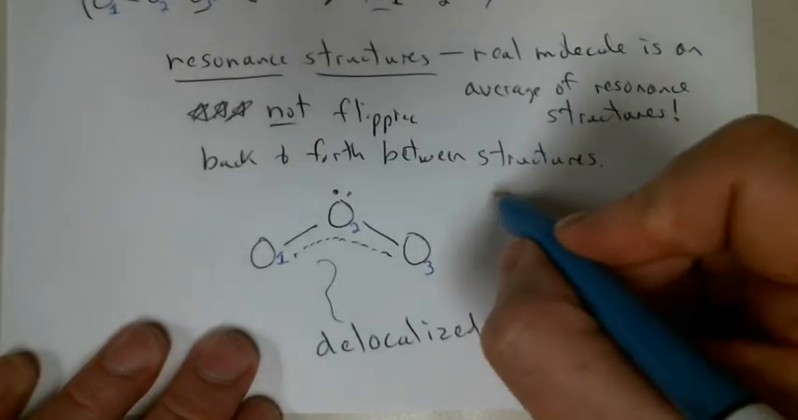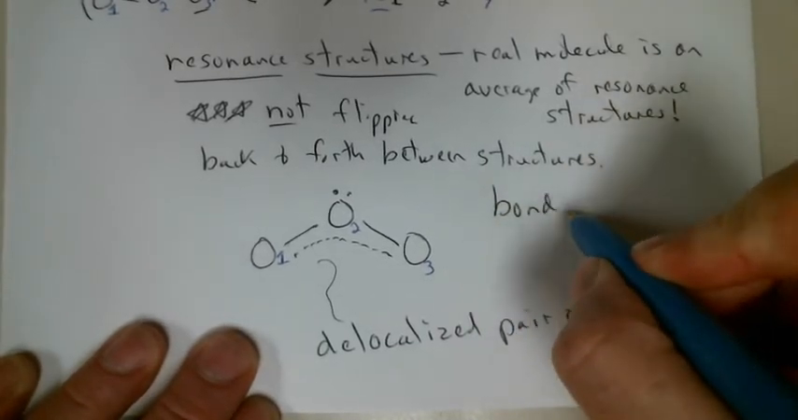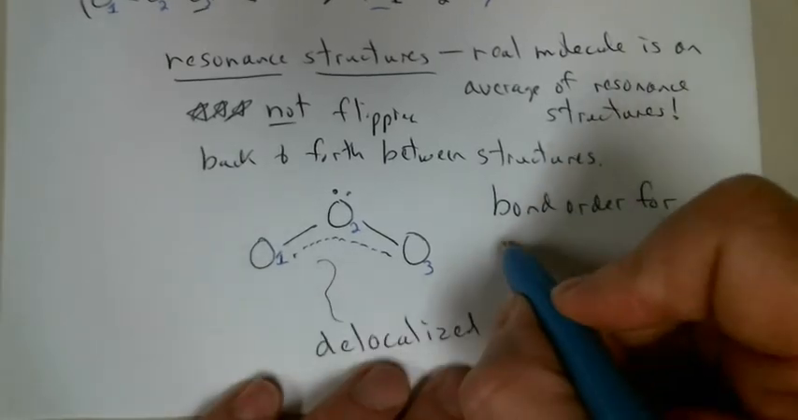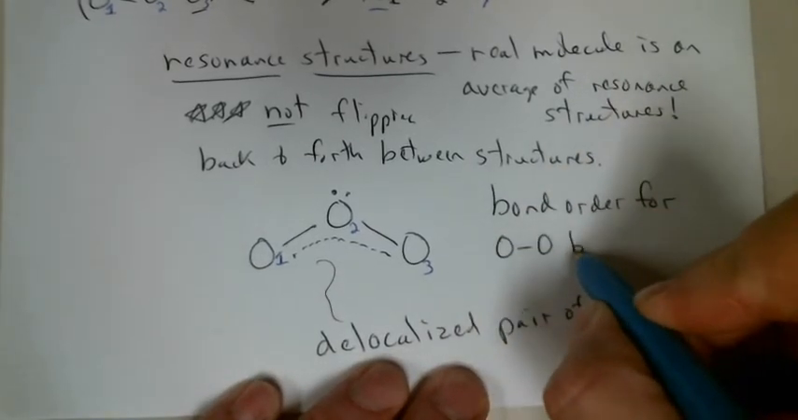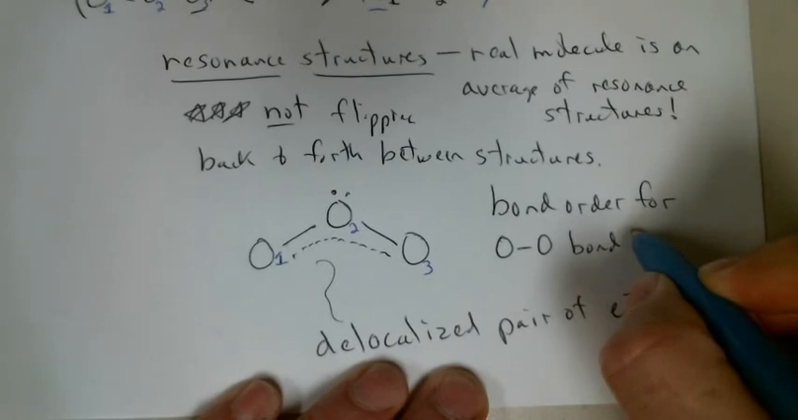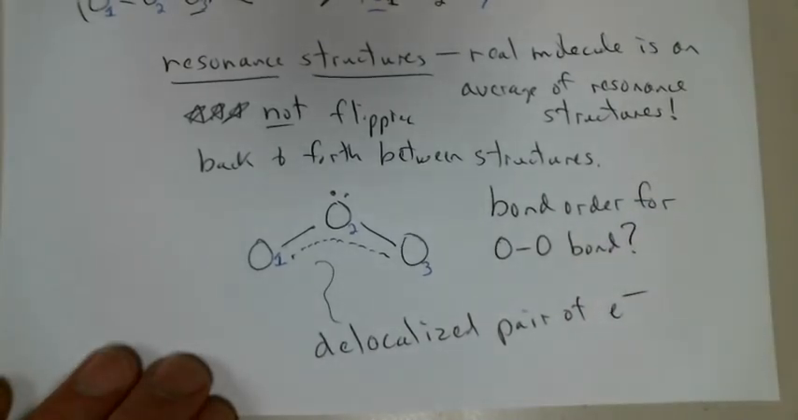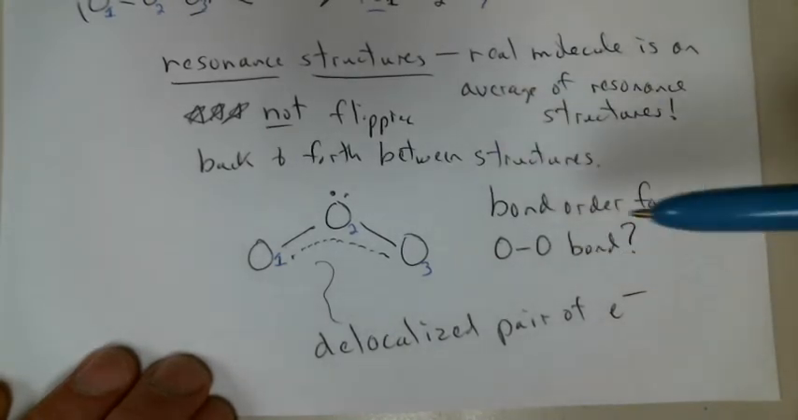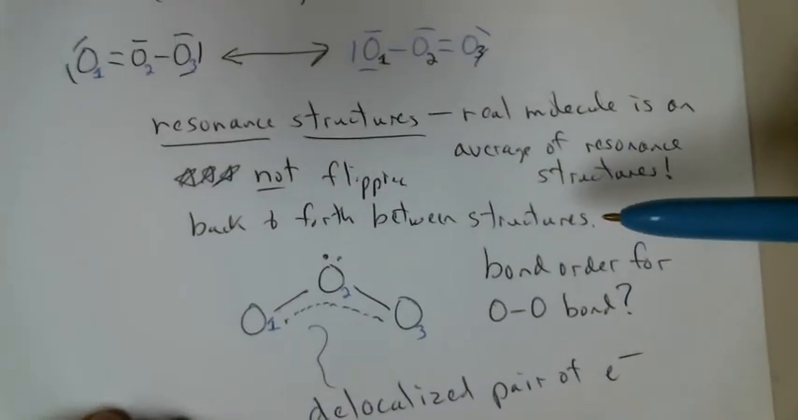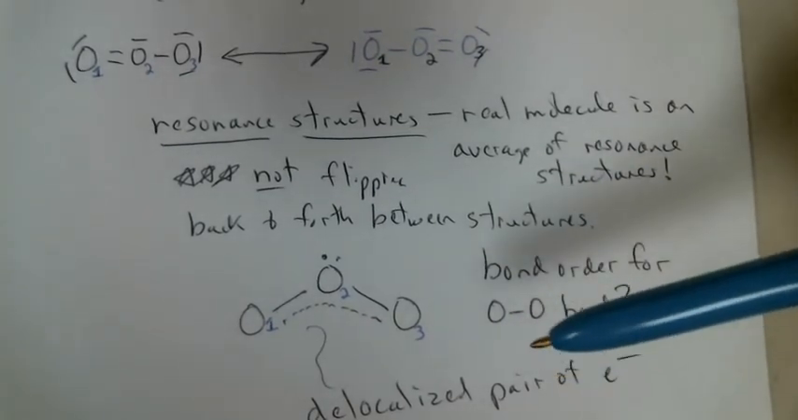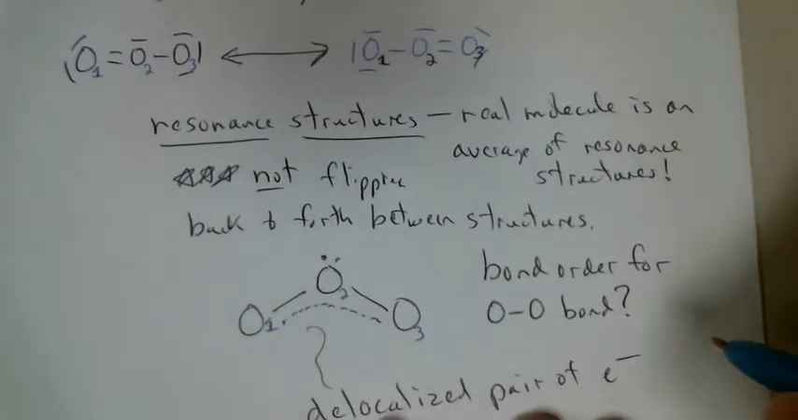Then the other thing is, what would be the bond order for the oxygen to oxygen bonds? What would be the bond order? So if it's a single bond, the bond order is 1. If it's a double bond, the bond order is 2. What would be the bond order in this case? Does it make sense to you that it's 1.5?